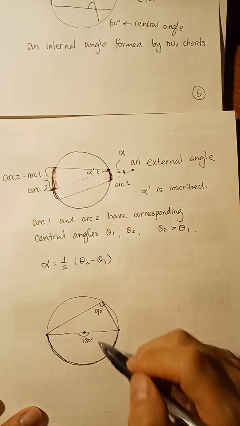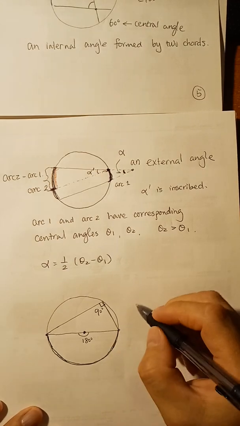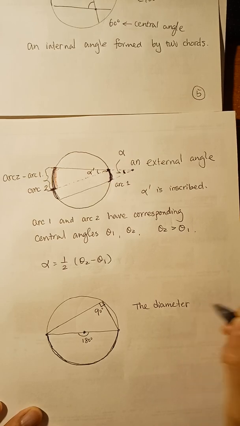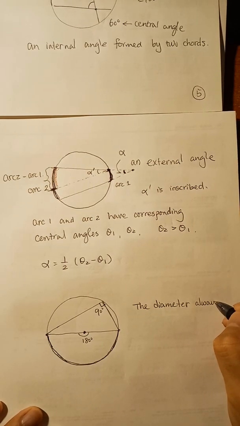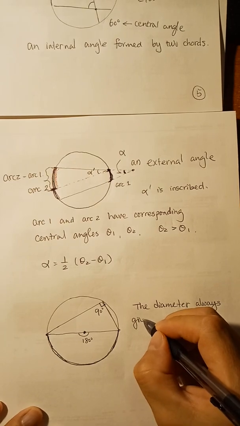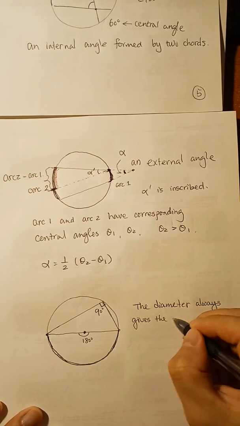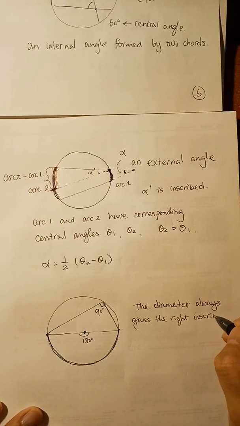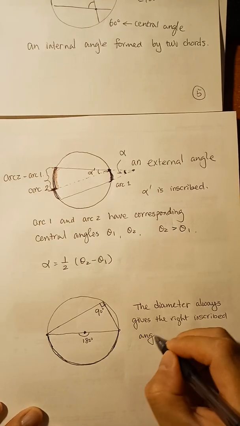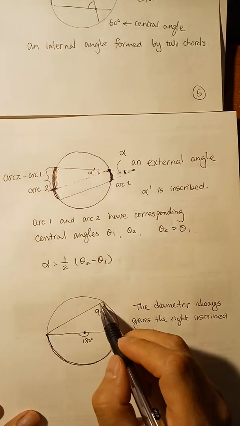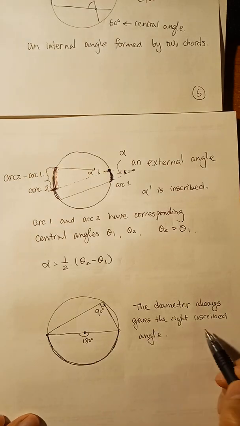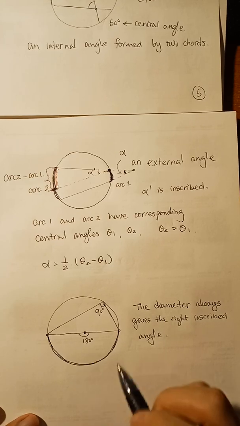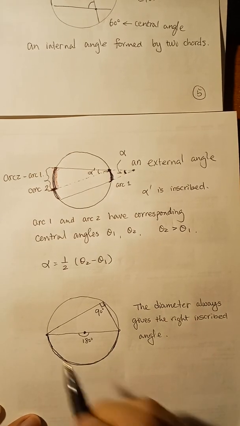So this gave us an observation. The diameter always gives the right inscribed angle. The diameter always faces a 90-degree inscribed angle because its hypotenuse is 180. So it's always a right triangle when you do this sketch.